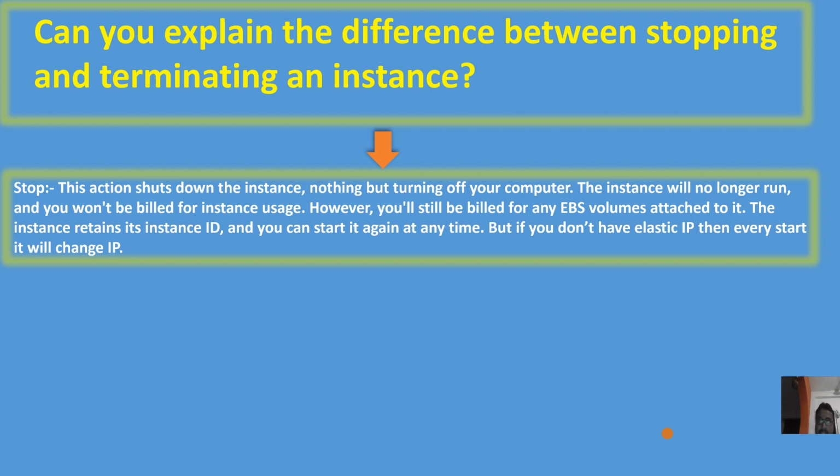The instance ID also remains the same. But one thing, guys: if you don't have an elastic IP, then whenever you resume your instance, the IP will change. So just keep that in mind. Stop means that: whenever you start it again, the instance ID will be the same, but the IP address will change if you don't use an elastic IP. Okay guys, so just keep that point in mind. That is called stop.